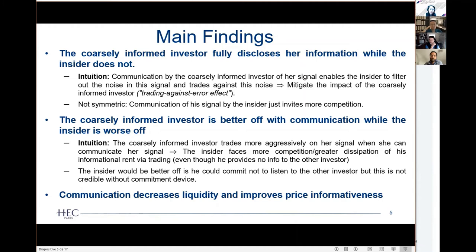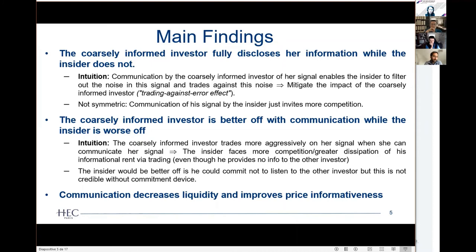Let's say I know, because I'm perfectly informed, that the payoff of the asset is 100. And the less informed guy thinks it's 102 based on his fundamental information. Well, that gives me the possibility to trade against the error that the guy is making. The guy is overvaluing the stock by 2. I'm going to trade on that. This mechanism is not symmetric because communication of his signal by the insider is just going to invite more competition from the less informed guy. So you have this nice result, which is that one guy wants to communicate, the other guy does not.